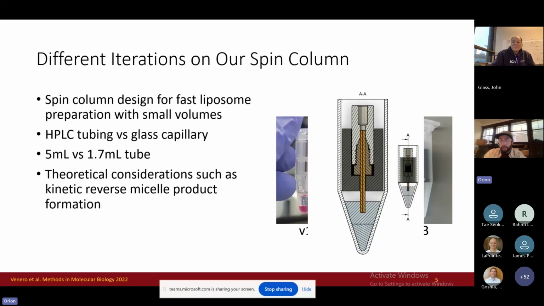Here I'm showing you a schematic of the newest device, version 3, where you see the bottom aqueous collection volume, the oil layer that the orifice protrudes down into, and then a loading chamber where we load the lumen.